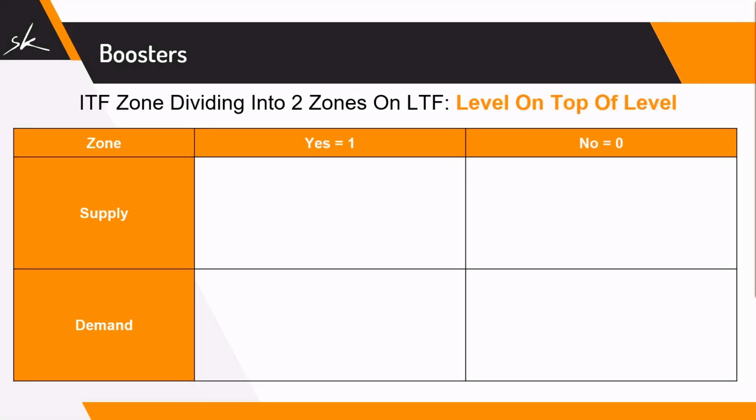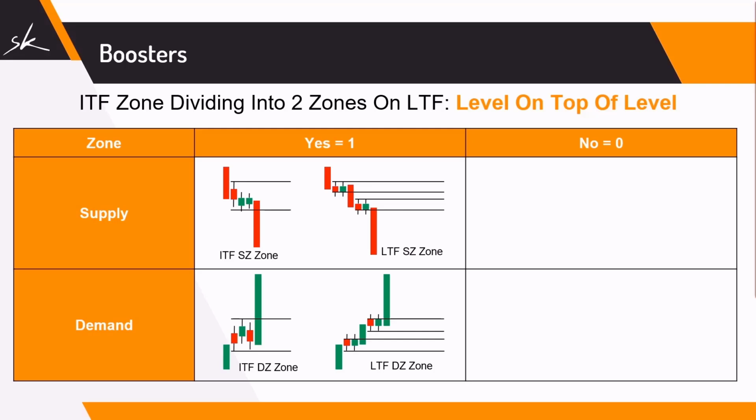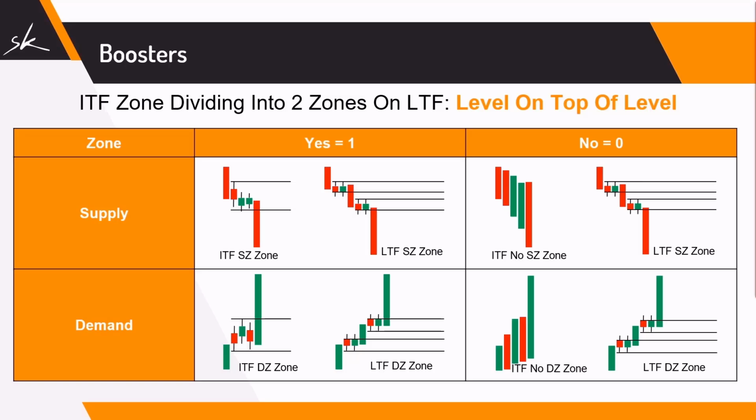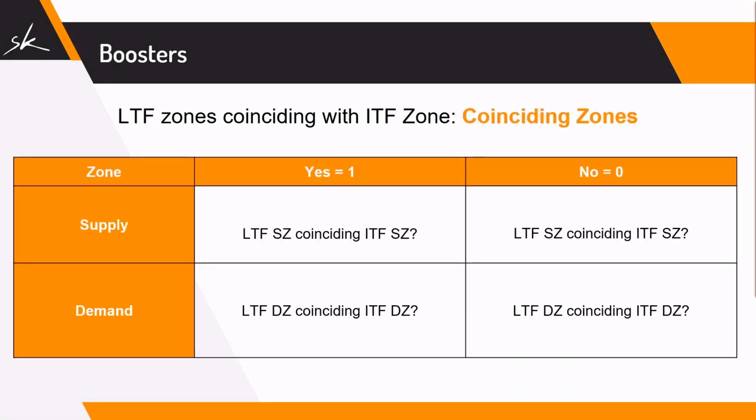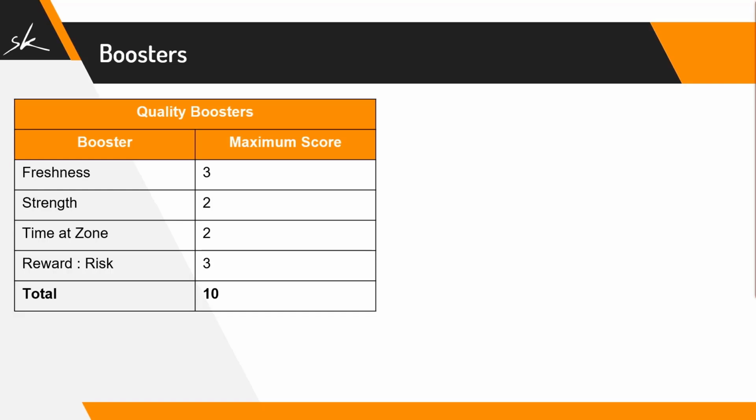If the zone qualifies as level on top of level, the booster score will be 1. If the zone does not qualify as level on top of level, the booster score will be 0. If the zone can act like a trap, a score of 1, otherwise a score of 0. A lower time frame zone coinciding with an intermediate time frame zone will get a score of 1, otherwise a score of 0.